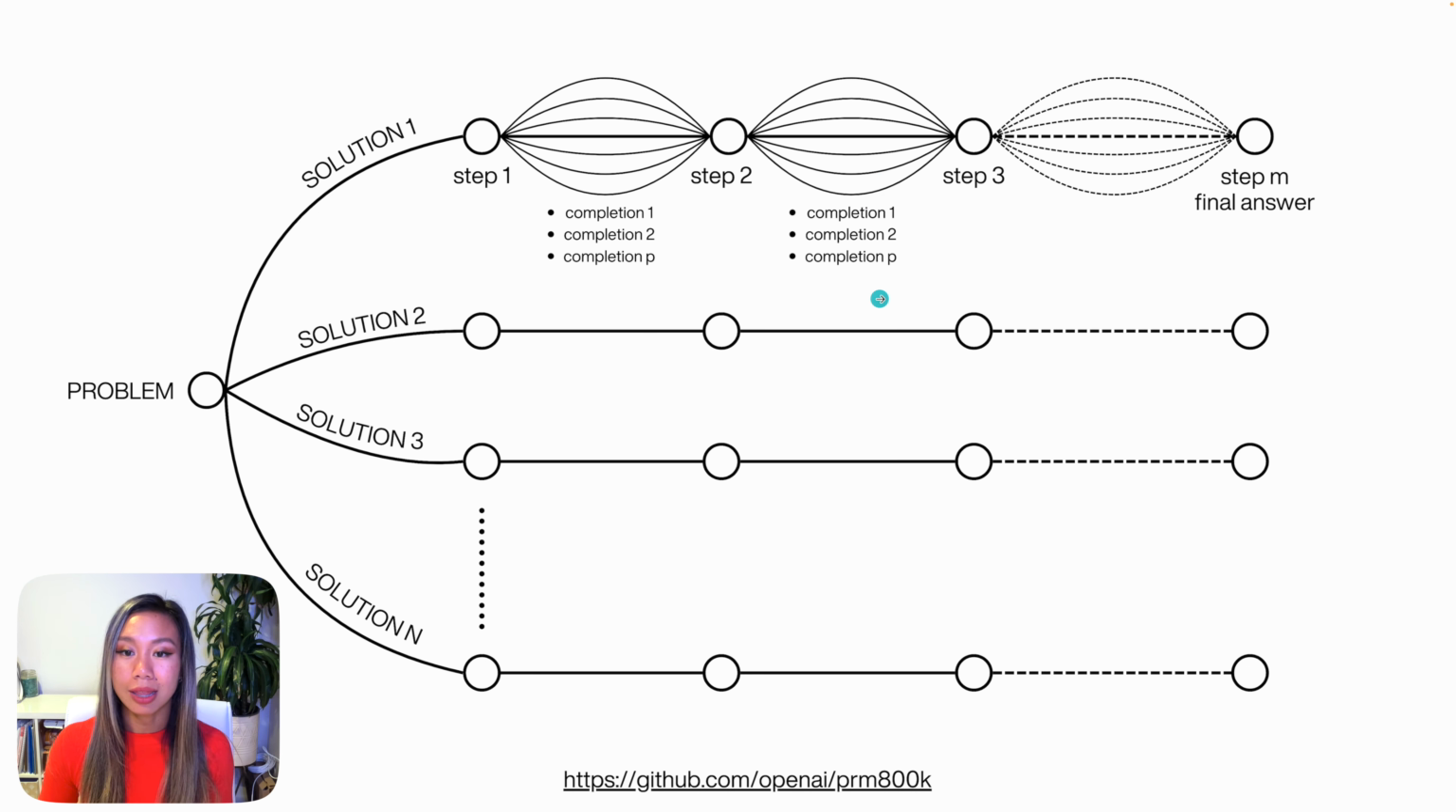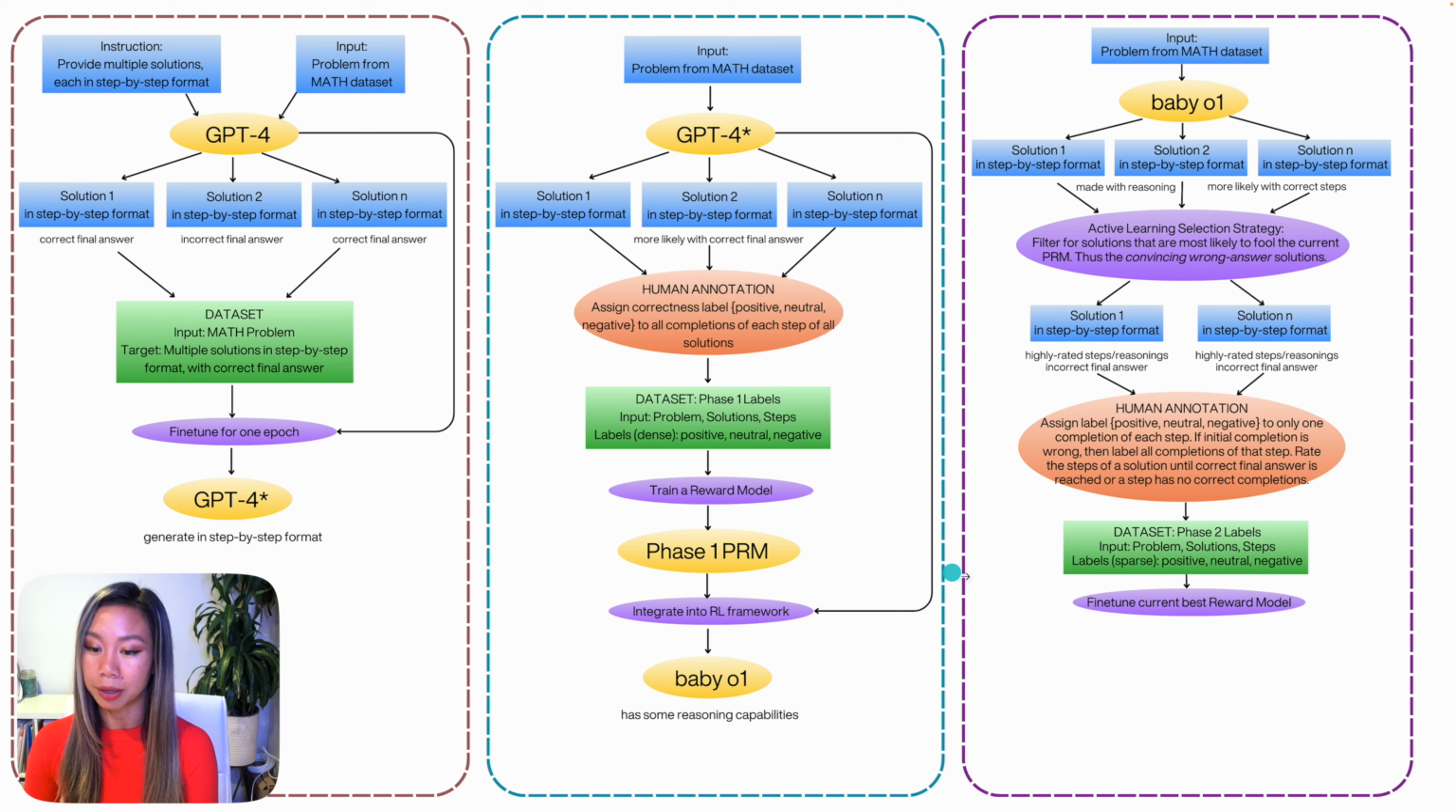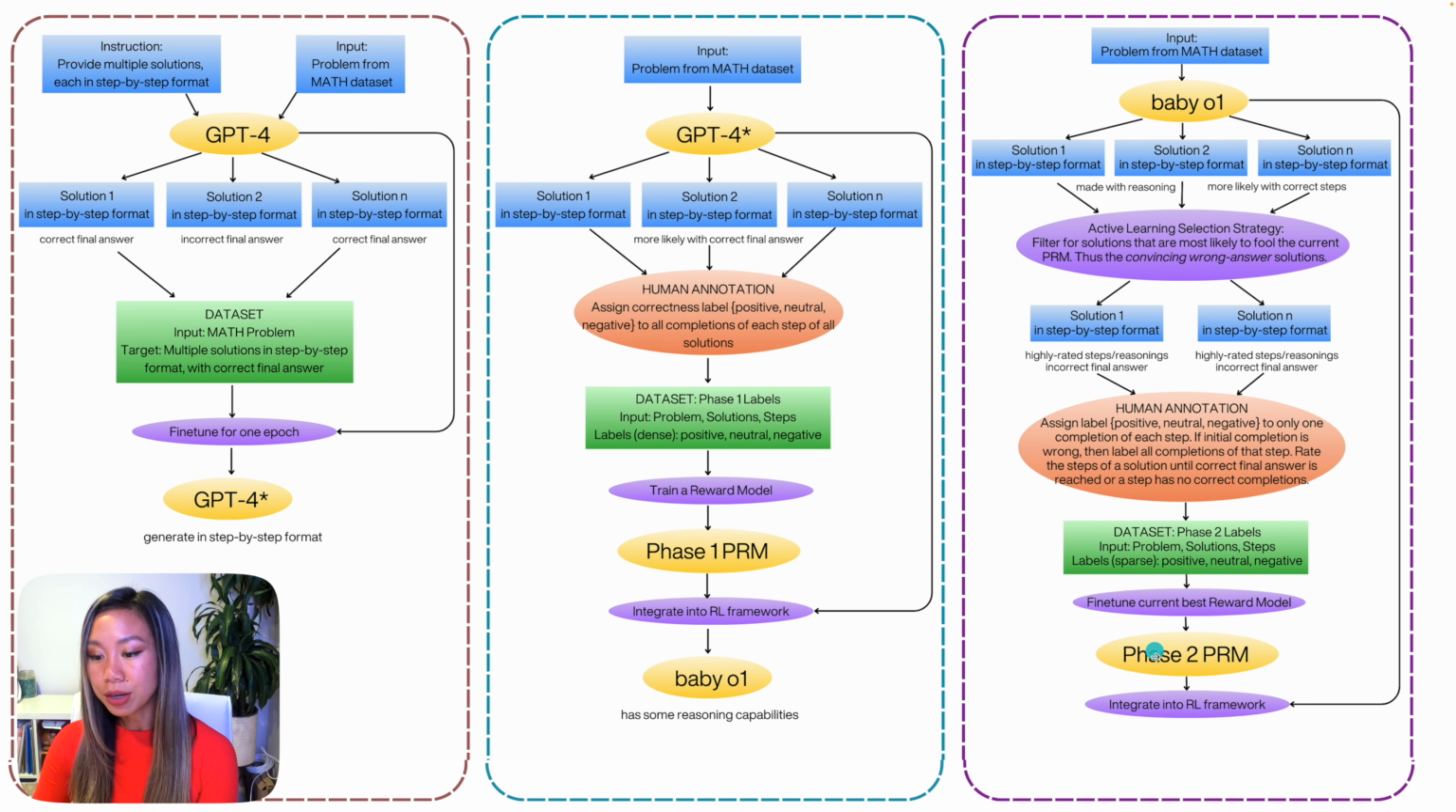So as you might have noticed, the labeling approach for this isn't intended to get the final correct answer. It's more intended to rule out bad steps. All right, and with the human labeling here complete, this now forms the phase 2 labels of your dataset, where you again have the same input, problem, solutions, and steps as before, but now your labels are sparse. Now you take this dataset and you fine-tune your current best reward model with it. In this case, your current best reward model is the phase 1 PRM, which will then give you a phase 2 PRM. And just like before, now you can take your PRM and your policy model to integrate it into a reinforcement learning framework.